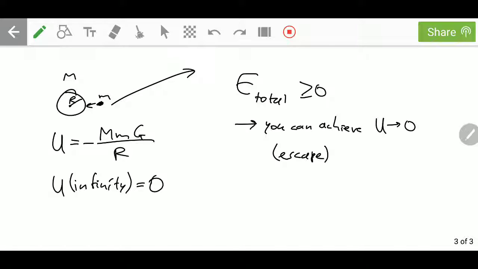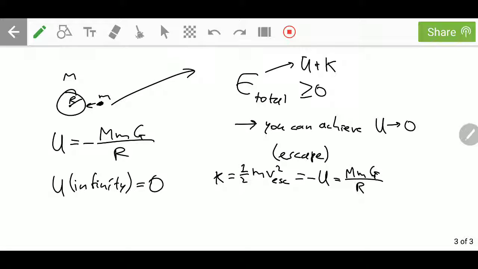So what is the minimum kinetic energy for this to happen, since the total energy is equal to kinetic plus potential? Well, the kinetic energy is 1/2 m times v escape squared, and so that has to equal negative U, which equals little m big M G over r. And so we can cancel little m, and v escape is equal to the square root of 2 big M G over r.